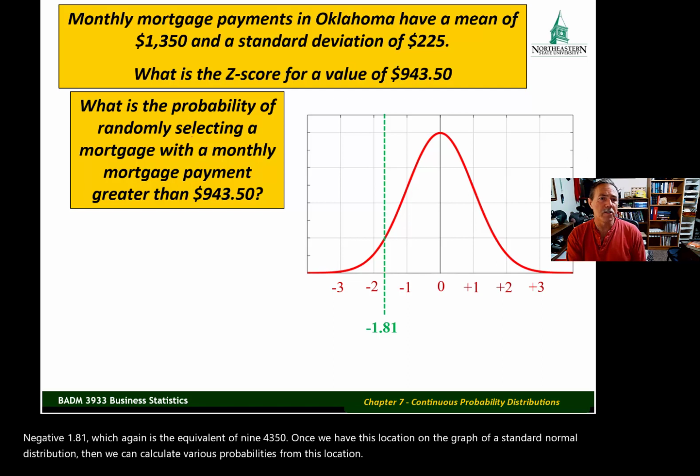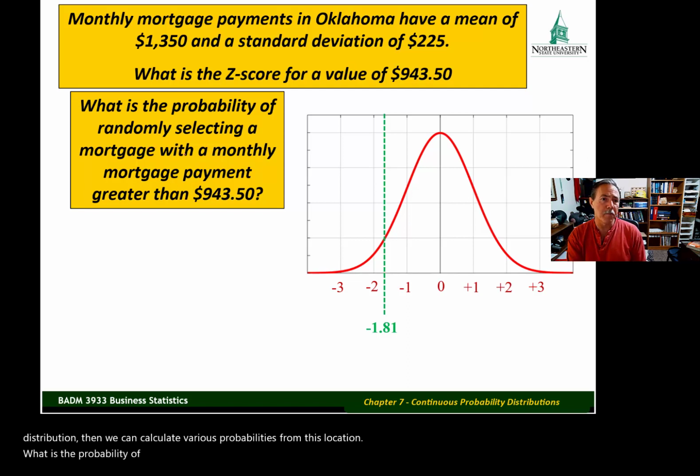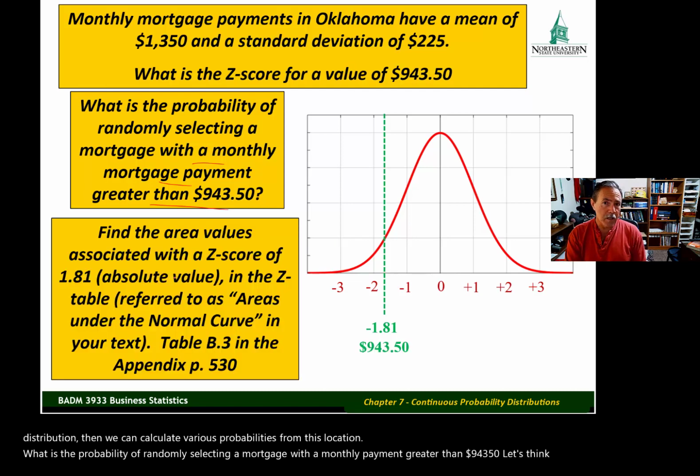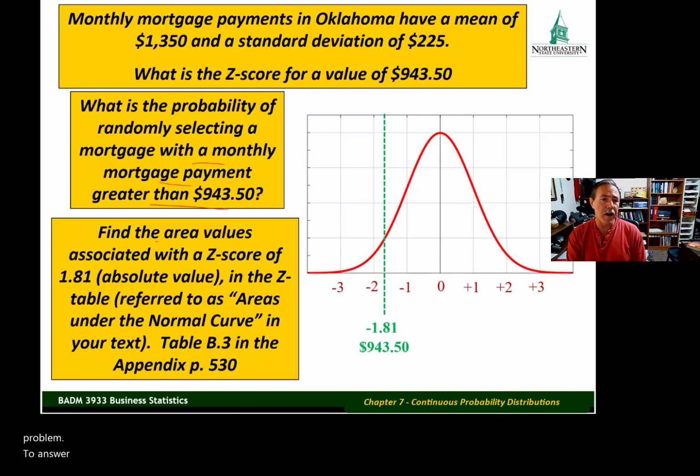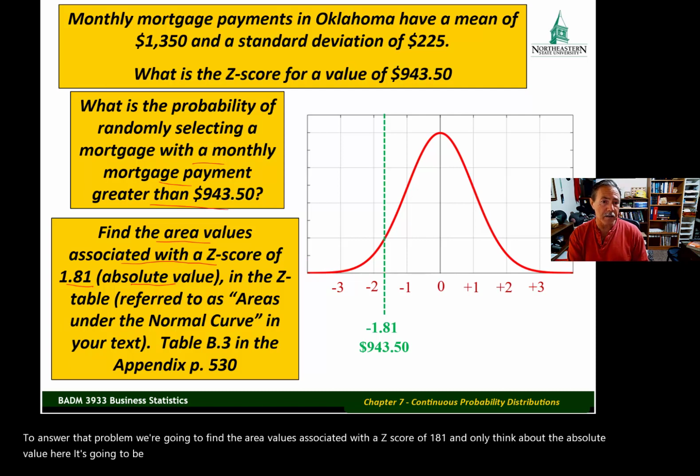What is the probability of randomly selecting a mortgage with a monthly payment greater than $943.50? Let's think about that problem. To answer that problem, we're going to find the area values associated with a z-score of 1.81, and only think about the absolute value here. It's going to be below the mean because it's negative, but in the z table that we're going to look at, that's presented in terms of the absolute value of our z-score.